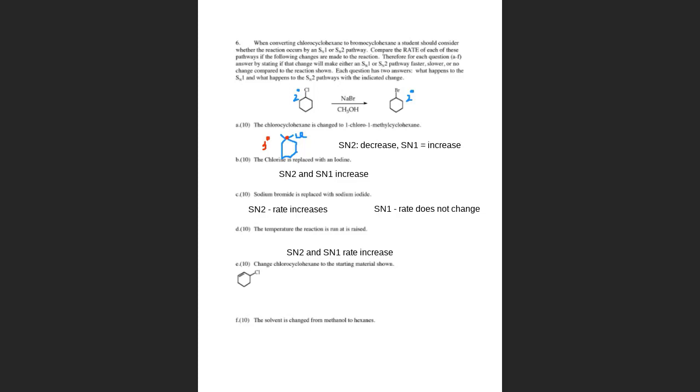Okay, and then for this one, for E, we used to have a secondary carbon, and now what they're doing is we have a secondary carbon, but it has resonance. And remember, resonance always takes precedence, and that will help both the SN1 and SN2 reaction.